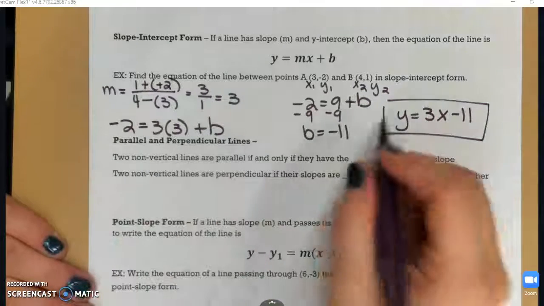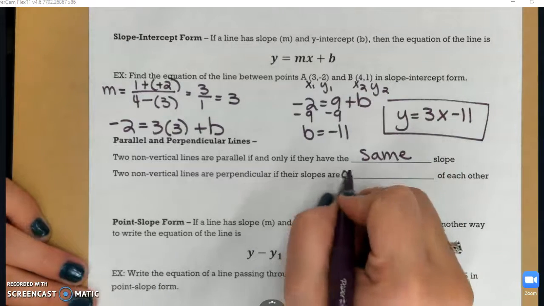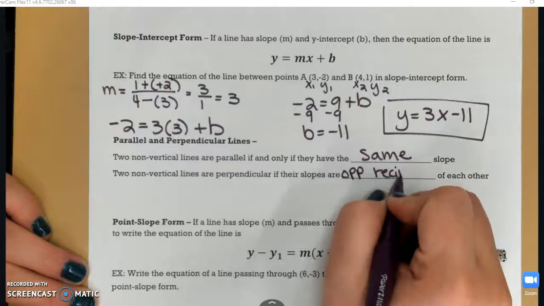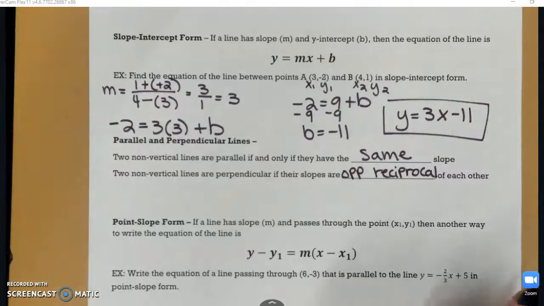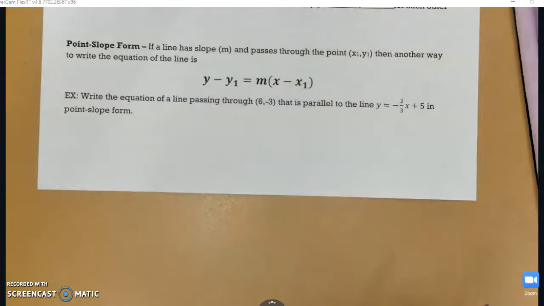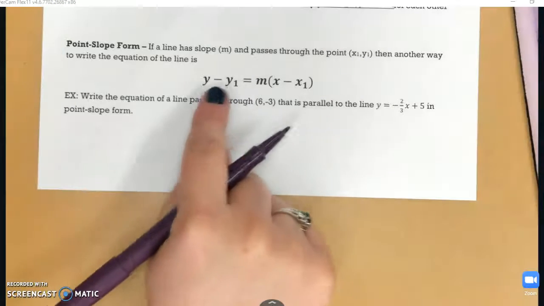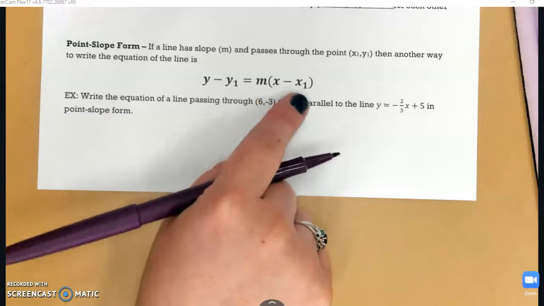Remember, parallel lines have the same slope, and perpendicular lines have the opposite reciprocal, meaning that I flip my fraction upside down and I change the sign. So if it's positive, it becomes negative. If it was negative, it becomes positive. Okay, and then we're now going to look at another way that we can write the equation of a line, and that is one that's called point-slope form. For point-slope form, what you need is the slope and one point on your line, and this is the format. y minus your y-coordinate equals your slope times x minus your x-coordinate.